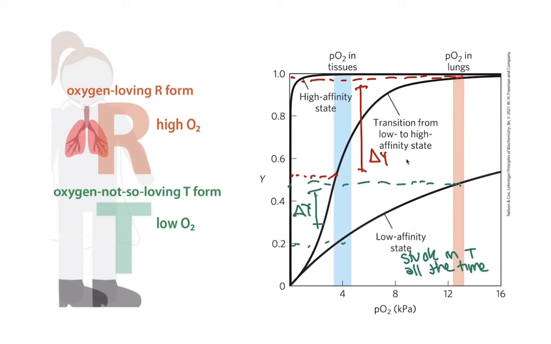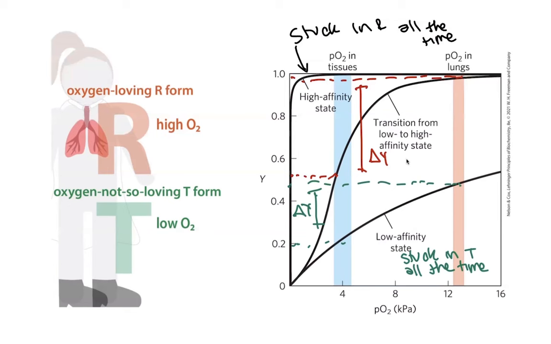Now, what would happen if we were stabilized in that high affinity state? Basically, this would be like being stuck in R all the time. Well, now if we look at both our lungs and our tissues, they're both going to be almost completely bound, which means that you're not releasing any, you're not giving those toes oxygen. So we want high affinity in our lungs so we can pick up the oxygen, but we need that low affinity in our toes so we can release that oxygen. And having this cooperative binding is going to allow us to do that.